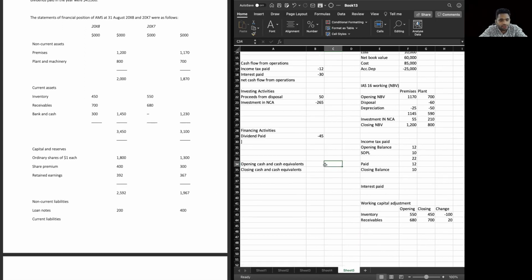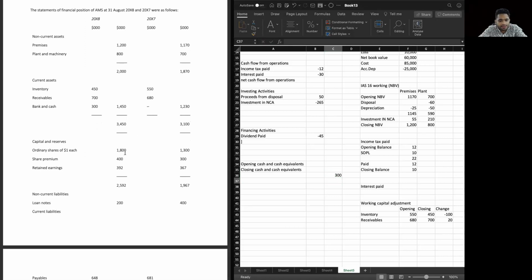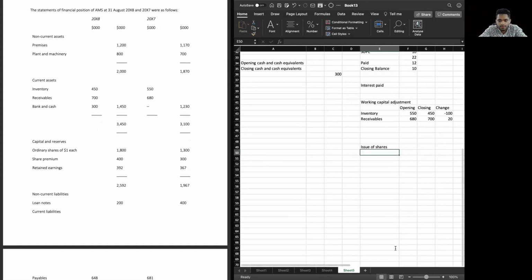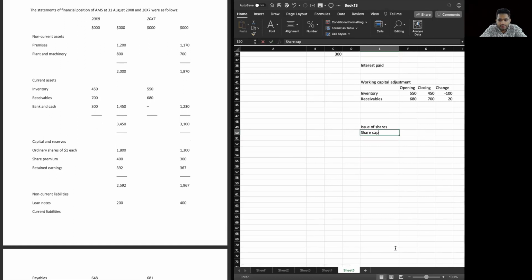Bank and cash. So your opening cash balance seems to be a negative balance. There is no figure here, but your closing balance is supposed to be 300, right? So your closing cash balance is supposed to be 300 if everything goes right. Now your ordinary share capital from 1,300, it has come up to 1,800. So issue of shares. You have the share capital increasing by 500.